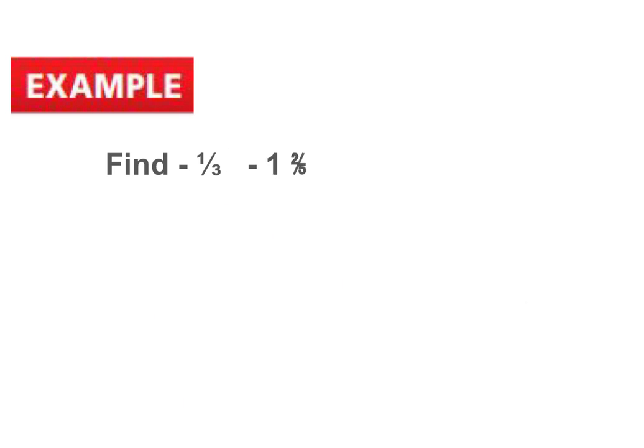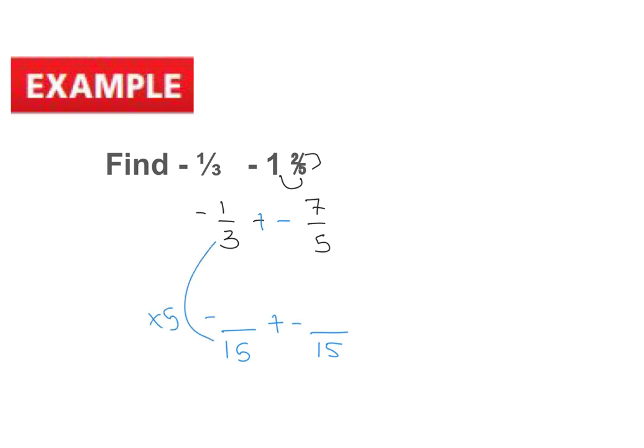For this example, I start out with negative 1/3 minus 1 2/5, so I'll change 1 2/5 into an improper fraction by multiplying 1 times 5 is 5, plus 2 more is 7. To change this to an addition problem, I'll chop slash, and then I'll rewrite both fractions with common denominators of 15. 3 times 5 is 15, so 1 times 5 is 5. 5 times 3 is 15, so 7 times 3 is 21.